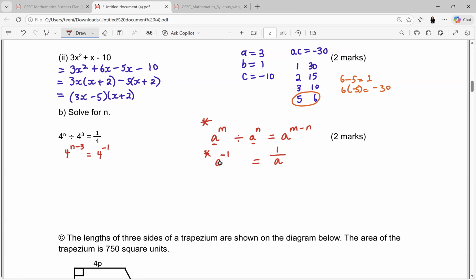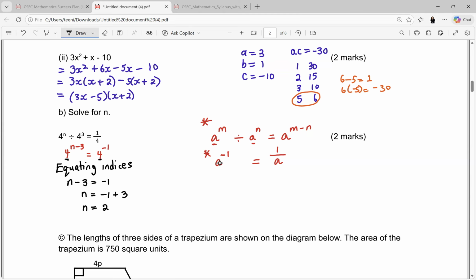All right. Now, as you can see, I have 4 to the power of something on both sides of the equation. So at this point, once you have the same base on both sides of the equation, you can equate the indices. Equating the indices means that I would say n minus 3 is equal to negative 1. So if n minus 3 is equal to negative 1, then n will be equal to negative 1 plus 3, and so n is equal to 2.